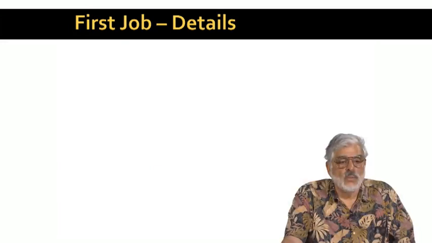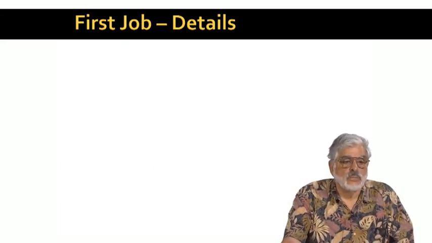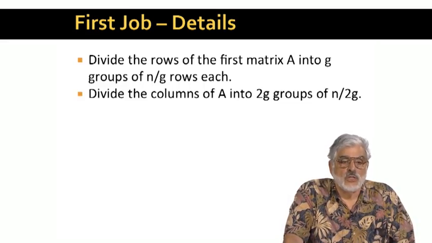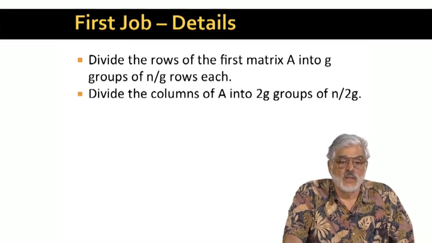Now I want to describe the first job in more detail. Begin by picking a number G, the number of groups. We'll divide both rows and columns into groups, but the groups will have slightly different sizes. I'm going to assume that 2G divides N. We'll divide the first matrix A into rectangles that are N over G rows by N over 2G columns, like the blue rectangle on the previous slide. That is, the rows of A are divided into G groups and the columns into 2G groups.